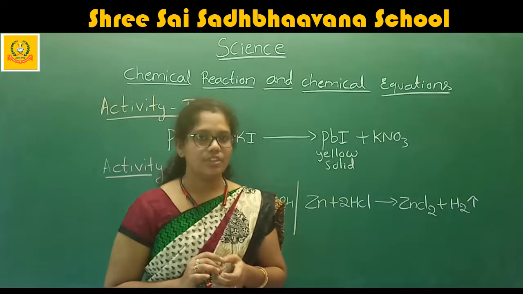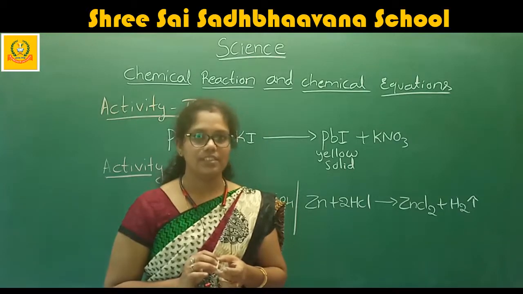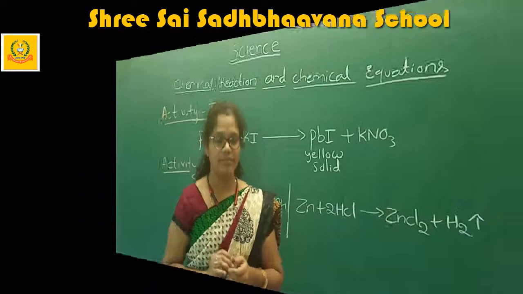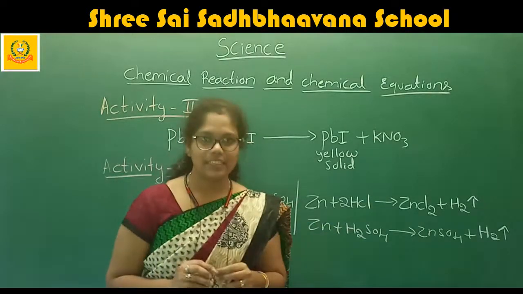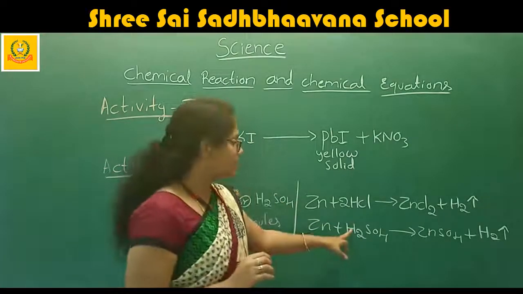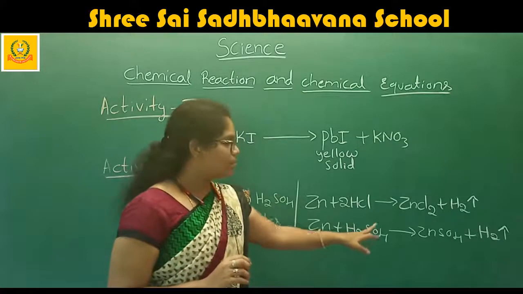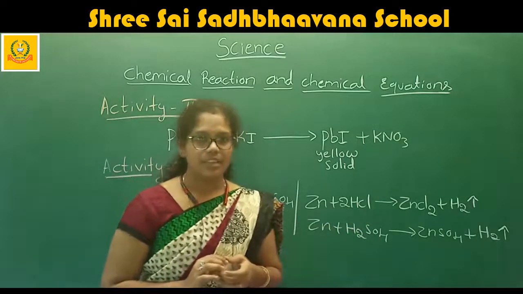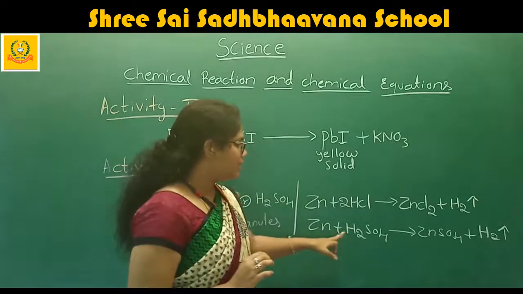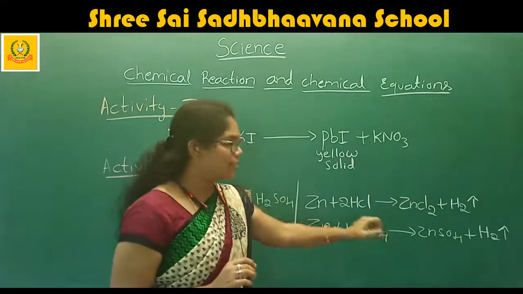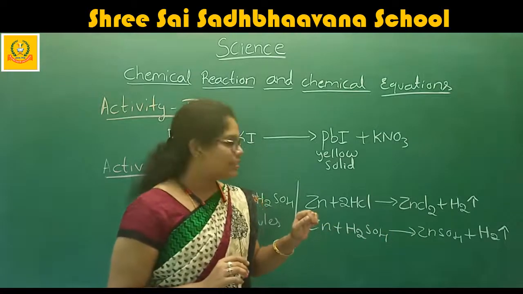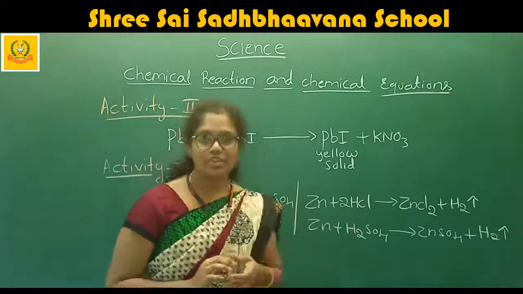Try to write the reaction further. When zinc is reacted with sulfuric acid, what is the product you get? Here is the equation to explain that. When zinc is reacted with sulfuric acid, you get zinc sulfate, and hydrogen is liberated.